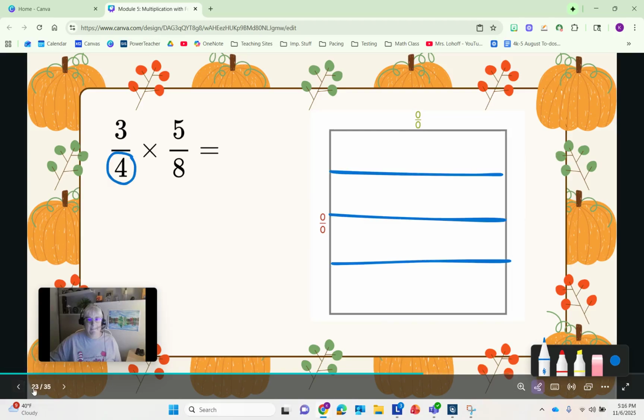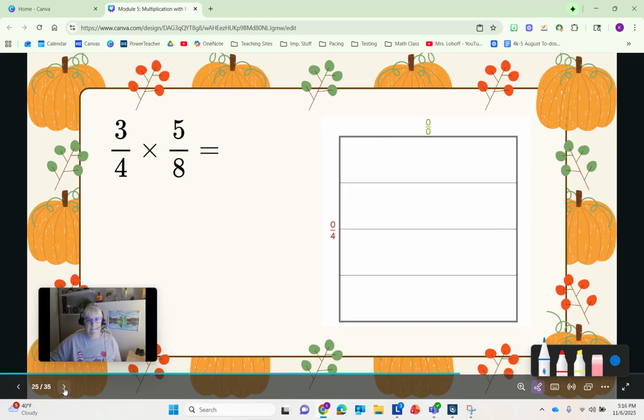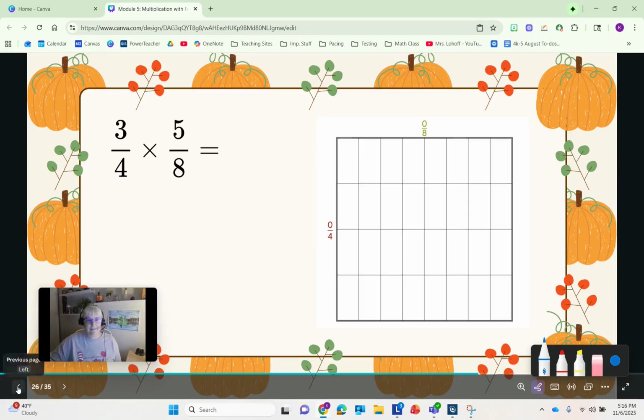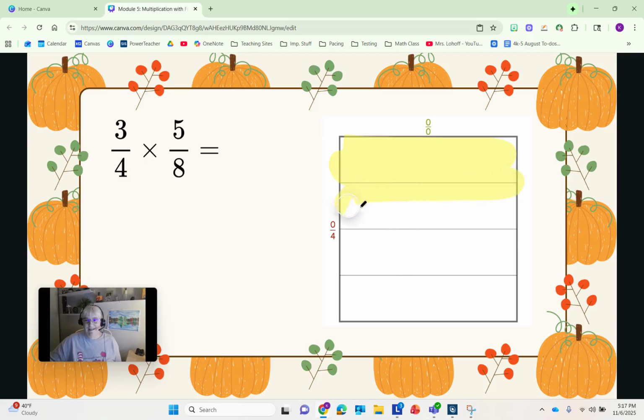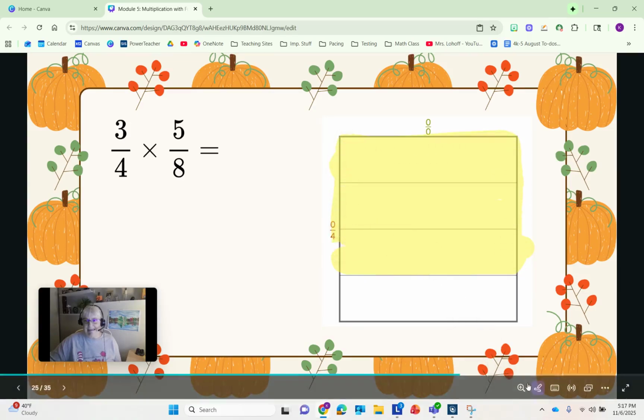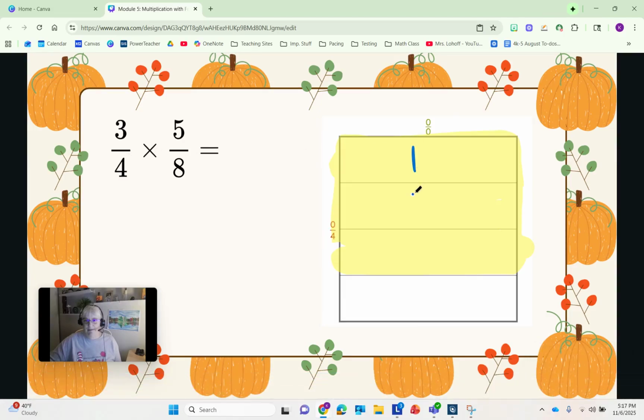There it is. Sorry, I had an extra slide. So here we have our 4 sections. And if we shade in 3 of them, that would show 3/4. I'm trying hard to stay in the lines. I'm doing the best I can. Okay. So 3/4, right? I have 1, 2, 3 of the 4 are colored. So this is showing 3/4.